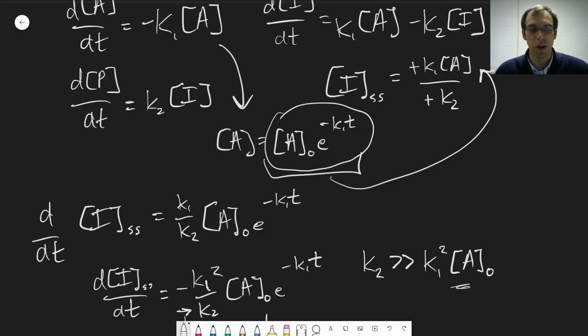In the next video, we'll look at an example of applying the steady state approximation and how we can use that to solve for a rate law given a mechanism.